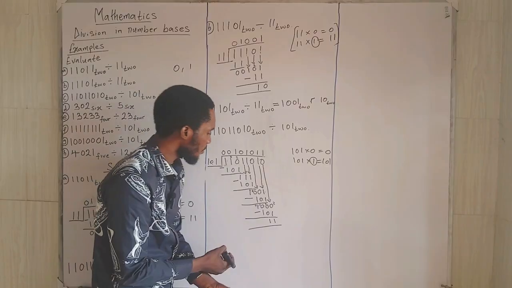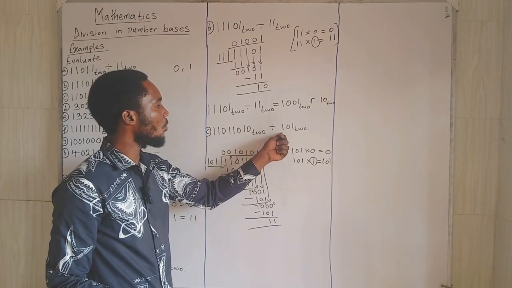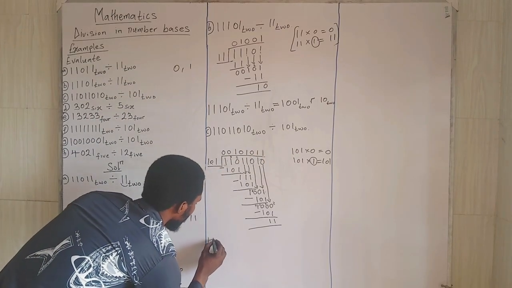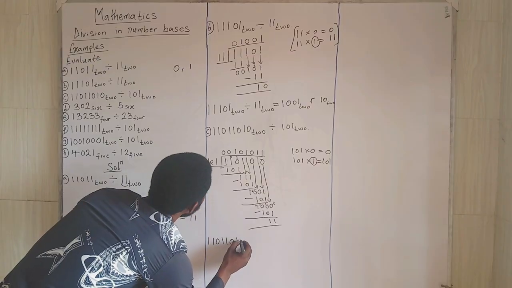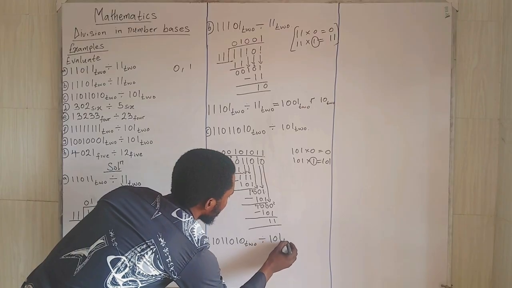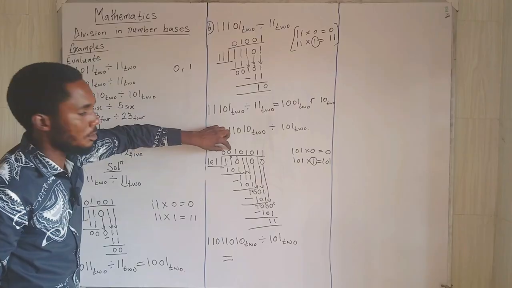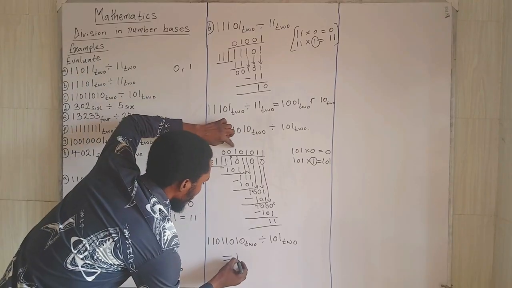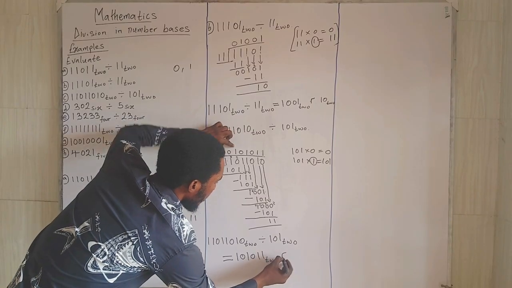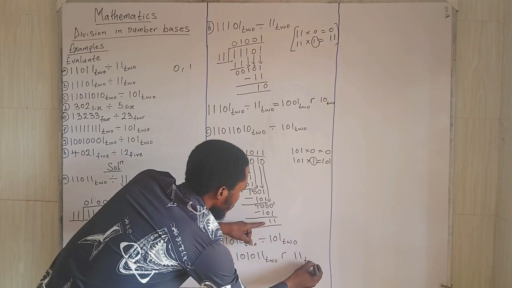We have this. That means that 11011010 base 2 divided by 101 base 2 is, we have the first 2 digits to be zeros. We are not going to take this. We start from 101011 base 2. Remainder. Because this is not equal to 0, that means the remainder is 11 base 2.